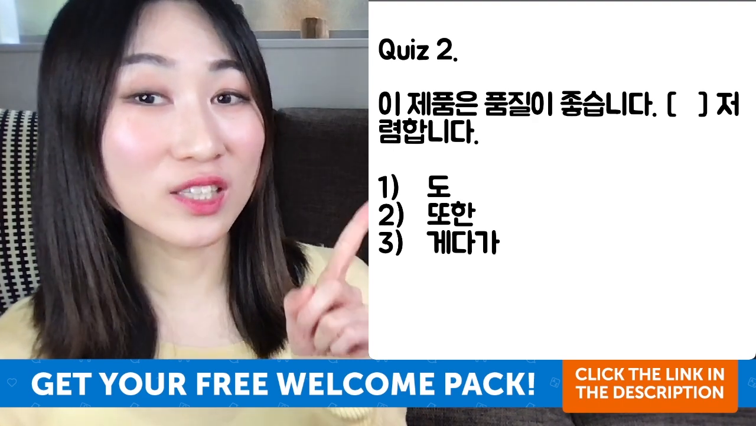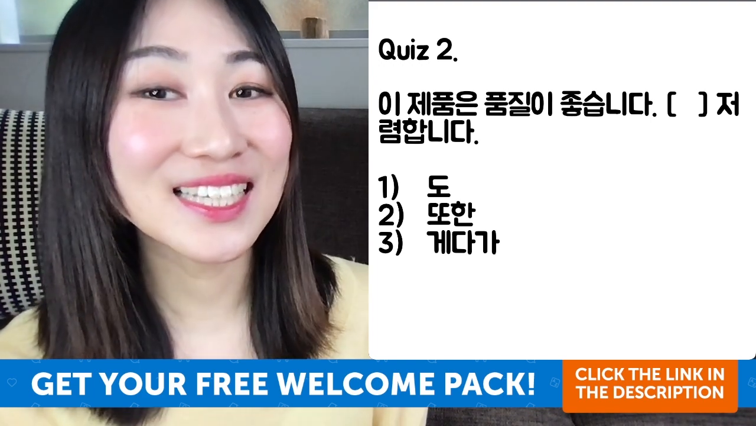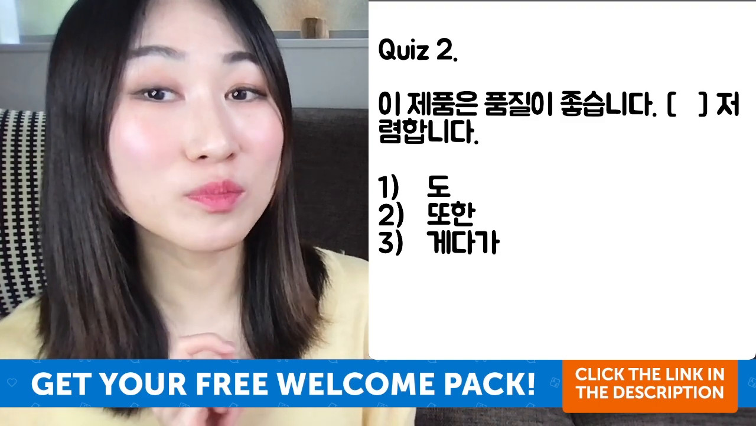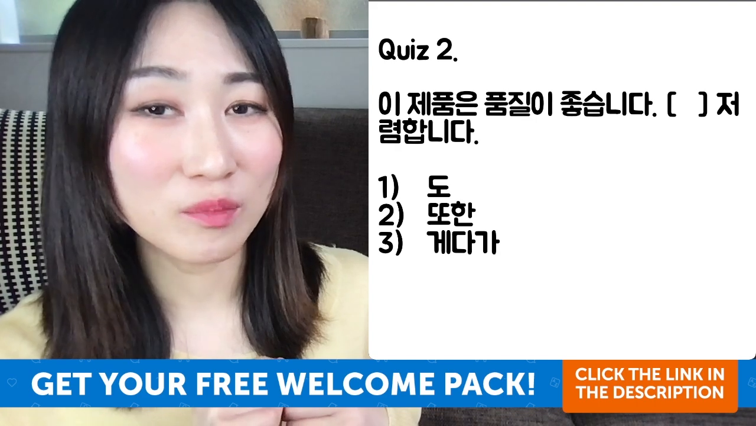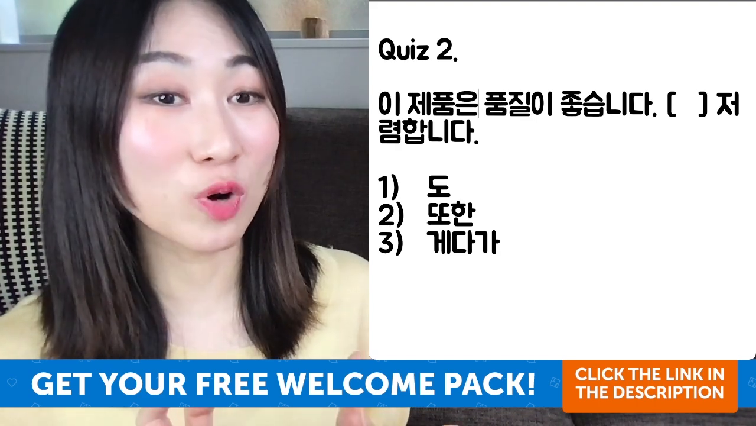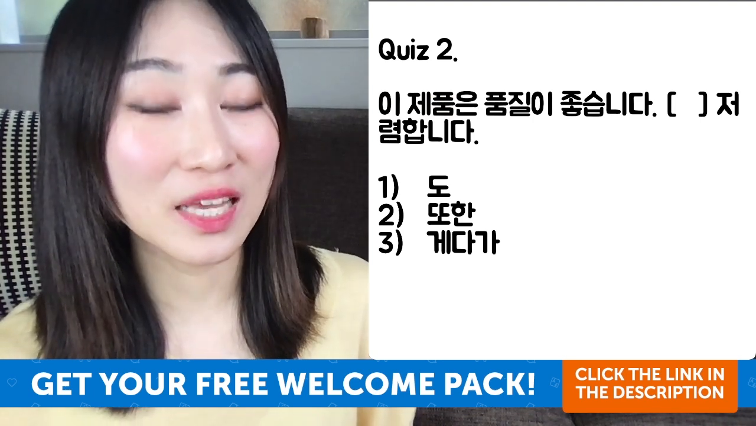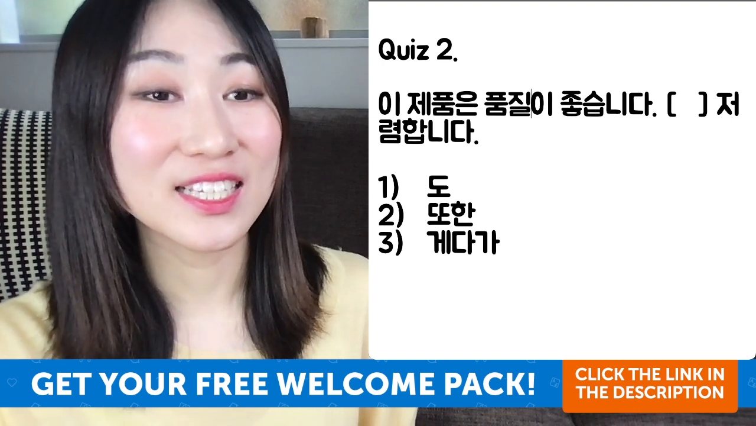저렴합니다. Did you get the meaning? Do you know what it means? 이 제품, 이 means this. 제품 means product. And 은 is a particle meaning like as for. So 이 제품은 means like as for this product. 품질이. It means quality. 이 is a particle.